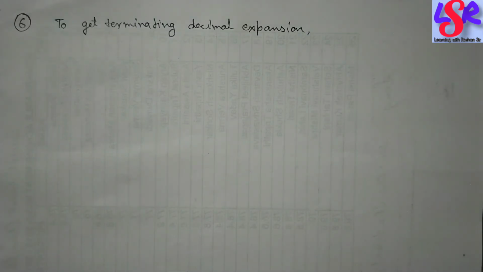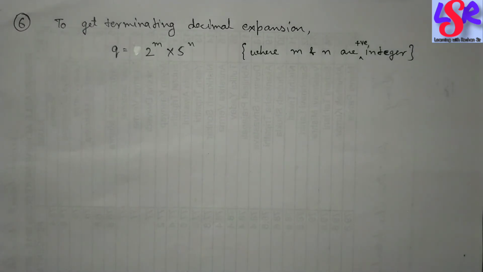Question number 6. Here in this question, it has been given that look at the several examples of the rational number in the form of p by q, where p and q are integers with no common factors other than 1 and having a terminating decimal expansion. Can you guess what property q must satisfy? So to get terminating decimal expansions, q must be of form 2 to the power m into 5 to the power n, where m and n are positive integers.